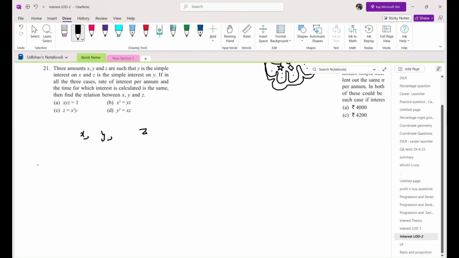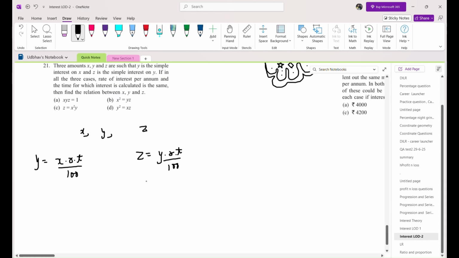So y is the simple interest on x, so y is the interest and x is the principal, so y equals x into r into t upon 100. And z is the simple interest on y, so z equals y into r into t upon 100.